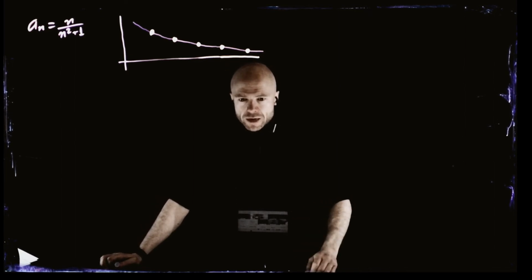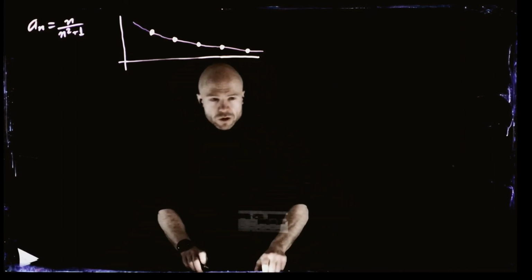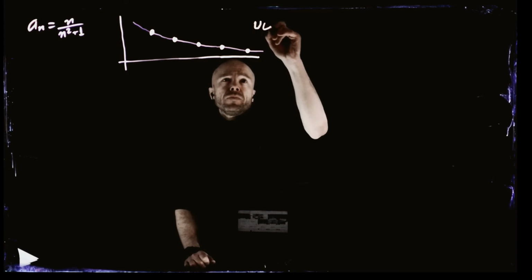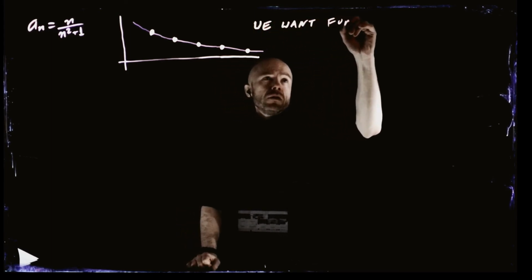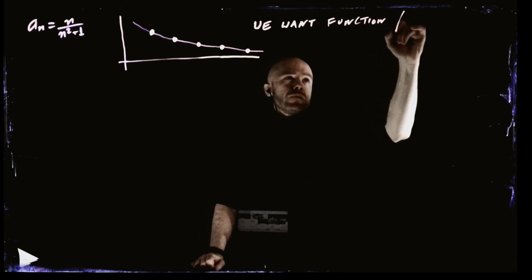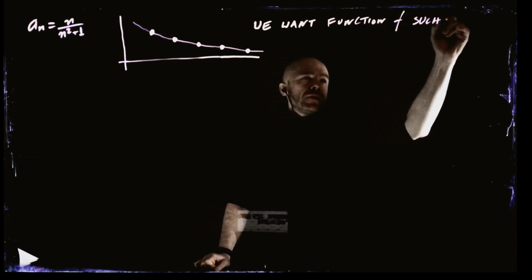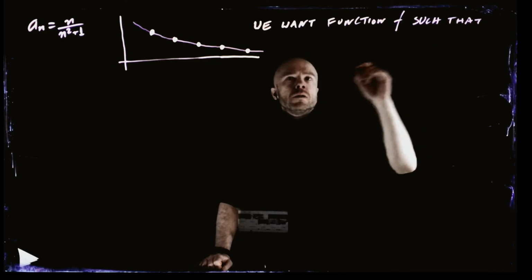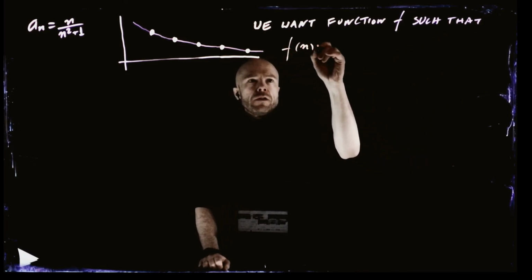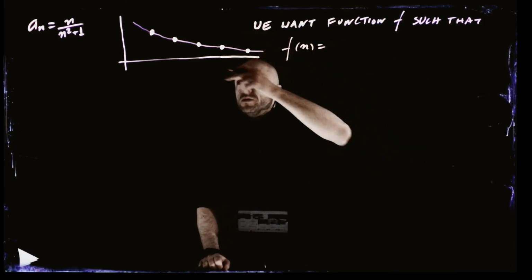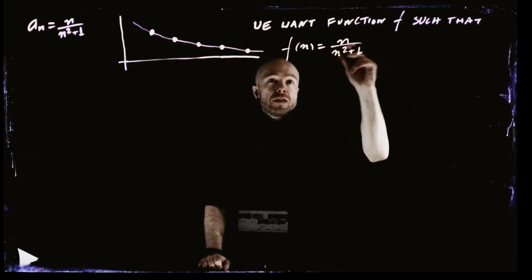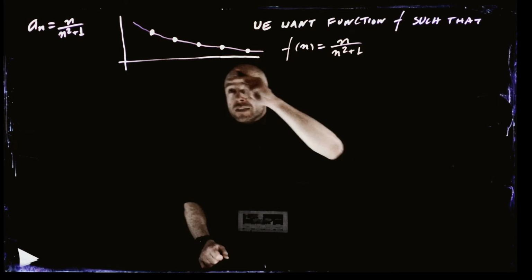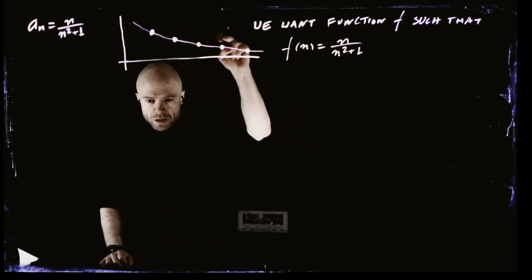What function will do that? Let's write down in the language of maths what that requires. So we want a function f such that f of n is equal to this thing, right? n over n squared plus 1. Because if f of n equals this thing, that's exactly what this picture is showing us, right?